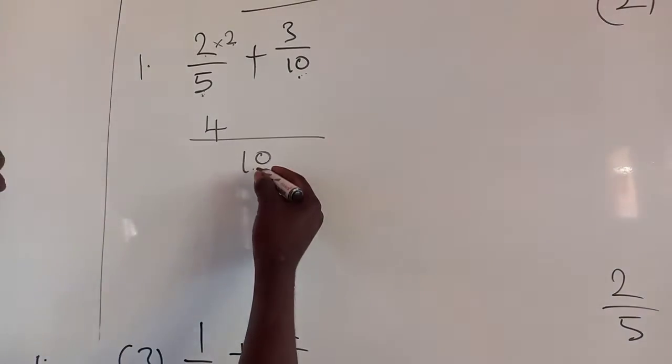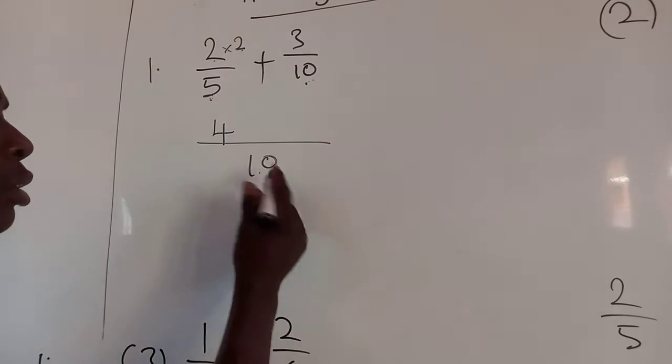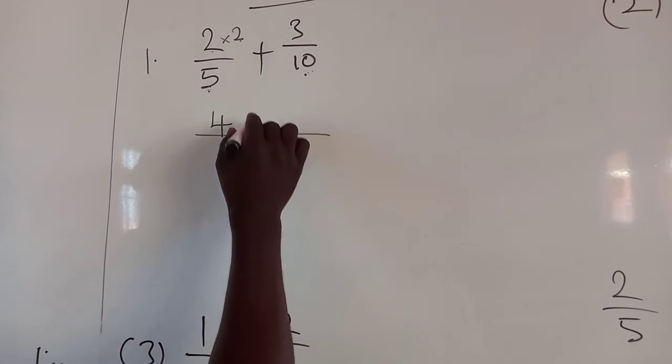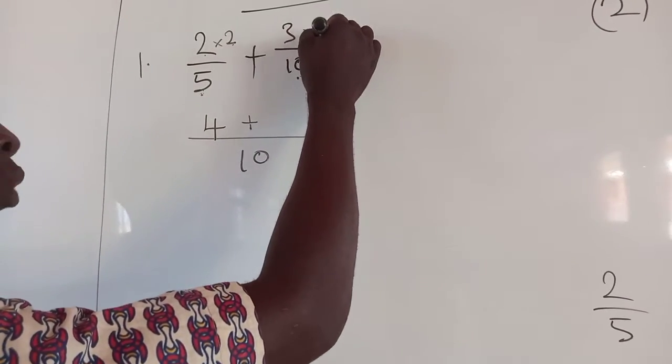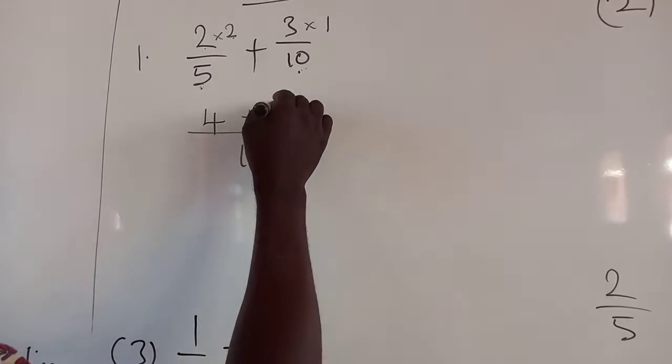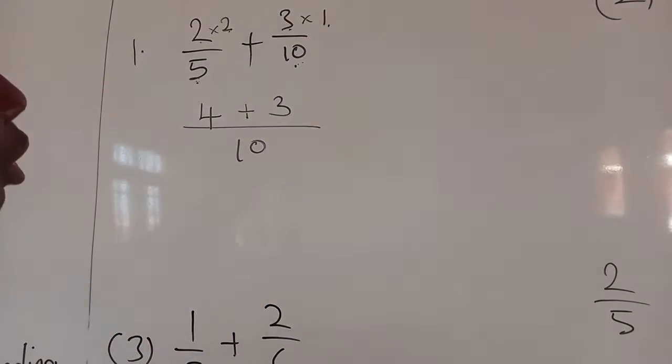10 will go into 10 how many times? You have 10 oranges and 10 people are sharing it. How many will each person get? Each person will get 1. So times 1. So what will I have now? 3 times 1 will give me 3.